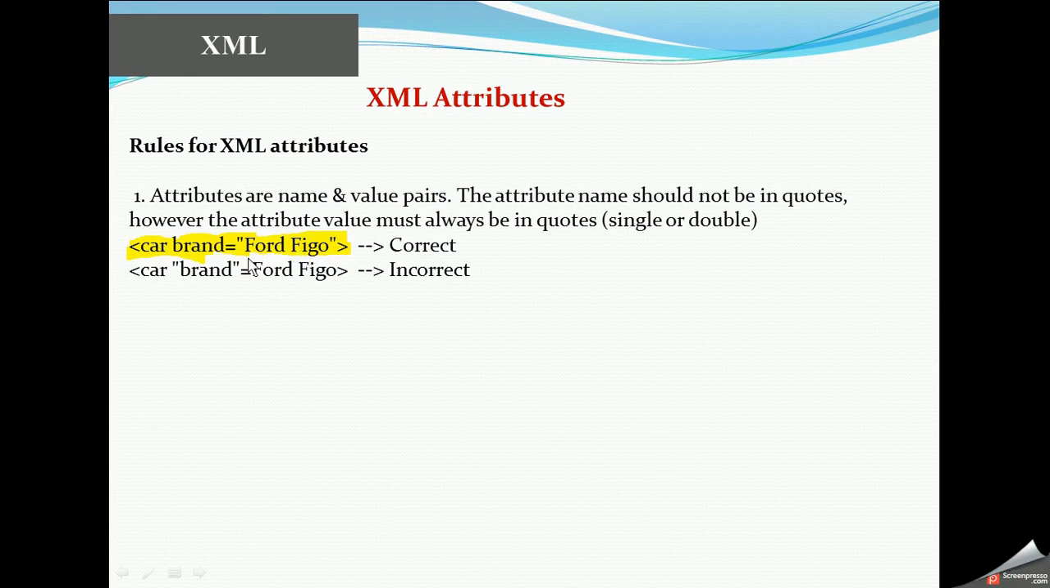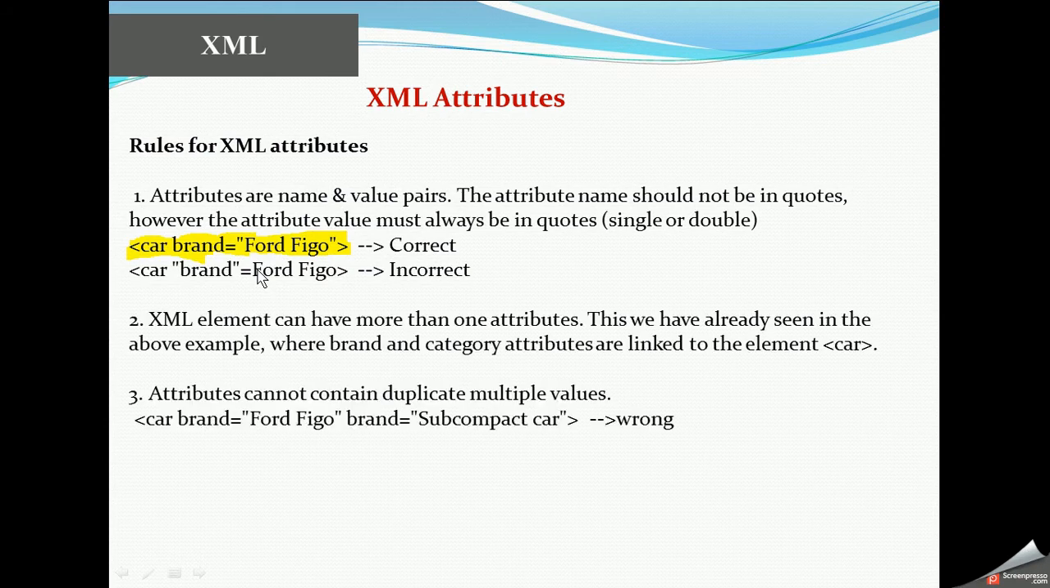So the attribute name must not be in quotes. You can see over here car brand, and brand is not in double quotes. What is brand? Brand over here is the XML attribute, so it must not be in double quotes. The value must be in double quotes. So car brand is equal to "Ford Figo", and this Ford Figo is in double quotes. So in XML, the first rule is the attribute name must be written simply and the value must be written in double quotes.